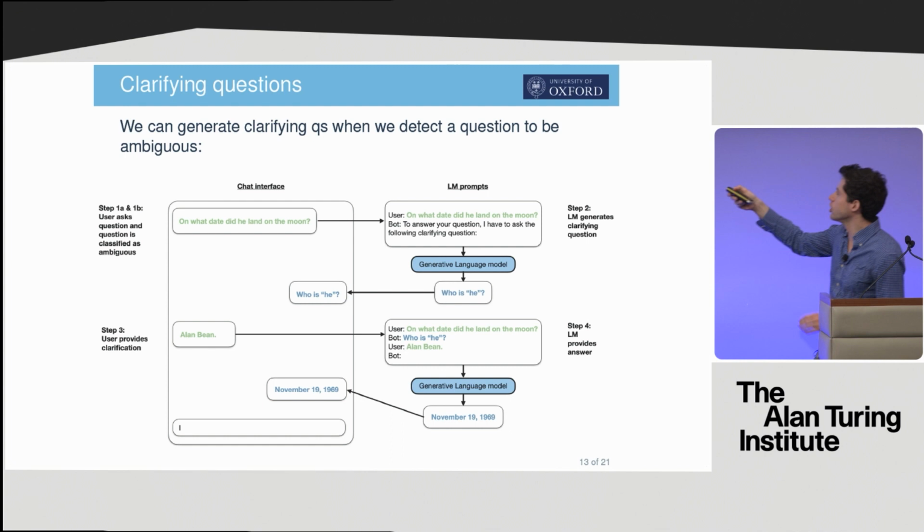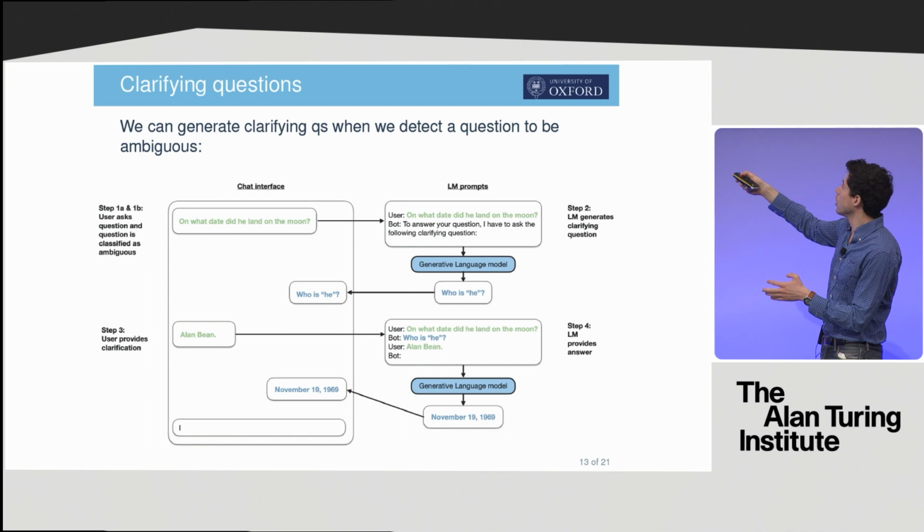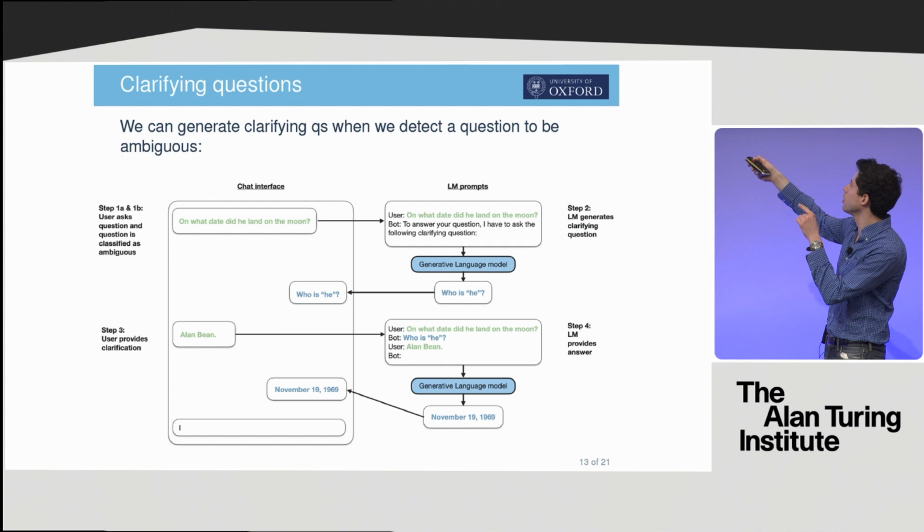The user clarifies: Alan Bean. And then you construct a new prompt. The user said A, bot asked B, user answered C, bot complete the sentence. And then you get 1969, because it will actually have the complete reference of what he resolves as. So that looks quite cool, doesn't it?